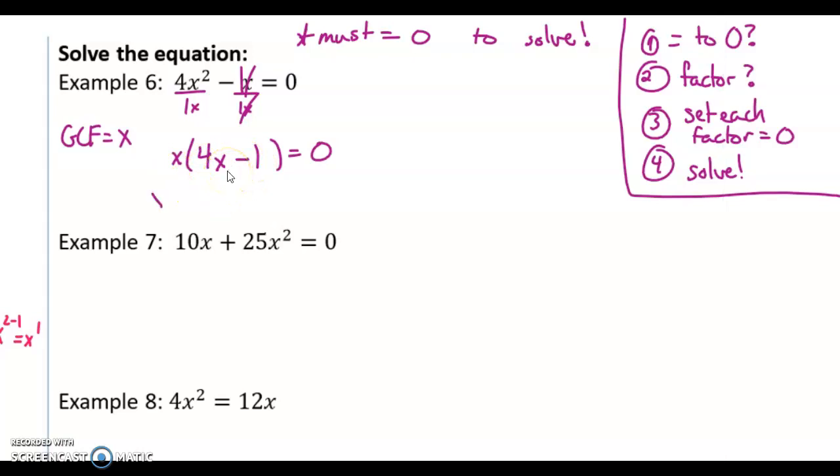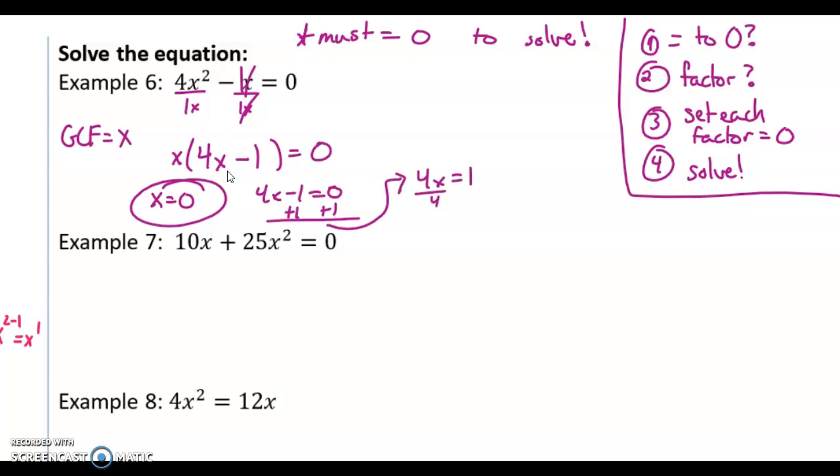So it says set each factor equal to 0. Okay, we did that, and then it says solve. So this x equals 0 is solved. So over here, we're going to need to solve for x, and so I get 1/4. So my answers are 0 and 1/4.